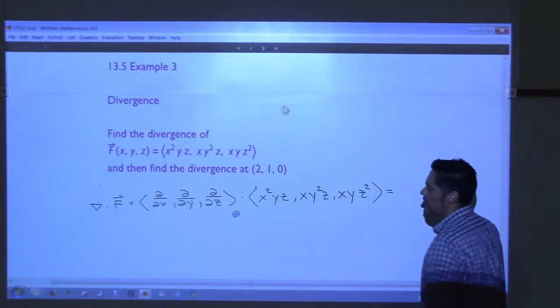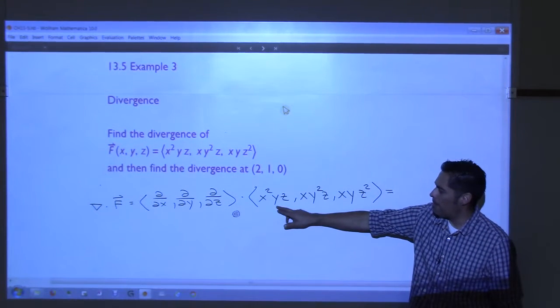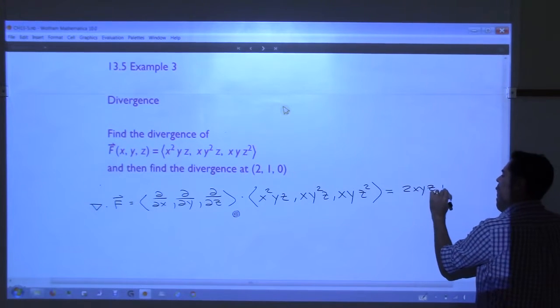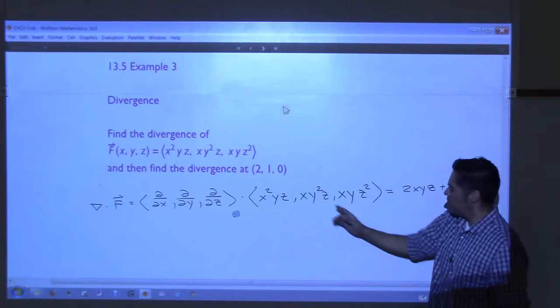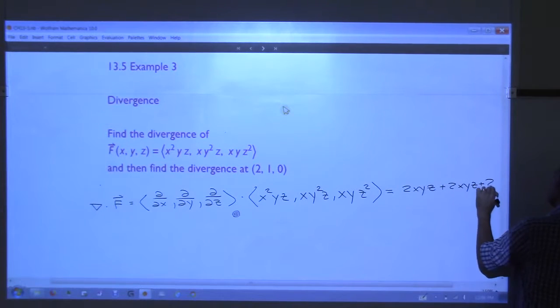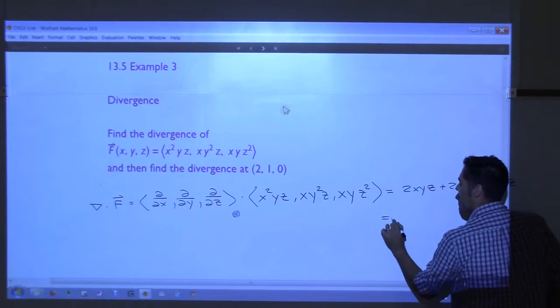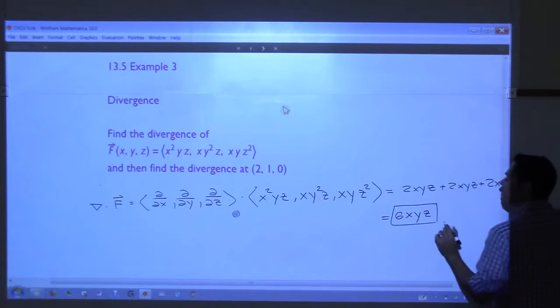And that's equal to, what's the partial of this with respect to x? Just 2xyz. Then plus, now I'm going to do the partial with respect to y of this, 2xyz. Hey, they're all 2xyz, aren't they? 2xyz. So we can add those up because they're like terms. So 6xyz. There it is.